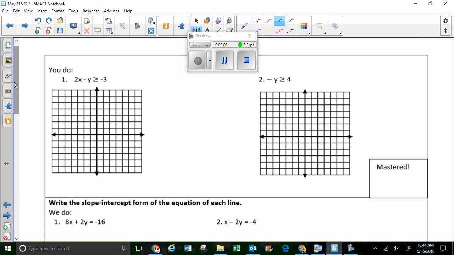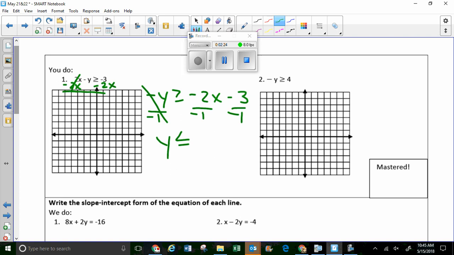So welcome back. You should have tried these already, and I'm going to go through how to solve. So first I'm going to solve for y. So subtract 2x on both sides, always putting that x first, and then divide by -1, which means I flip my inequality symbol. Check to make sure you remember to do that. And that becomes a +2 and a +3. It's going to be a solid line shaded below.